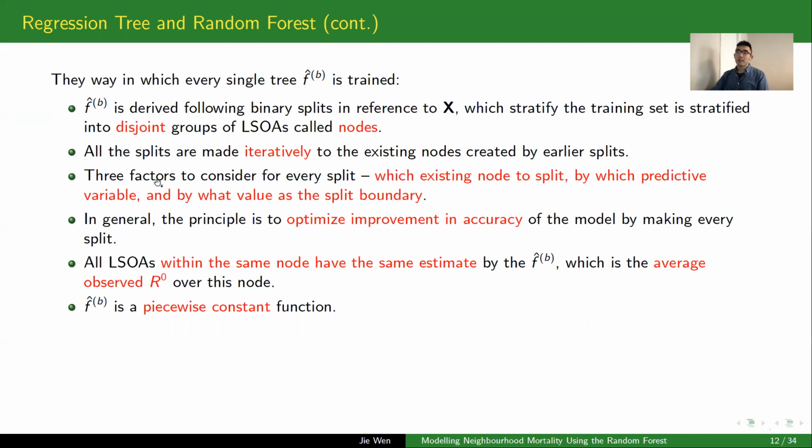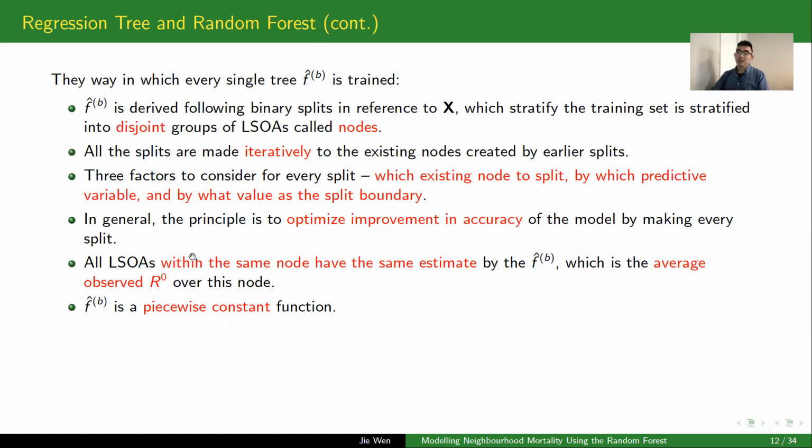Before making every split, there are three factors to consider, which is quite important. The first one is which existing node to split. The second one is, if we want to make a split, which predictor variable we use to split, and also what value to use as a split boundary along this particular predictive variable selected. In general, the principle of selecting all of these three factors is to optimize the improvement in accuracy of the model by making every split.